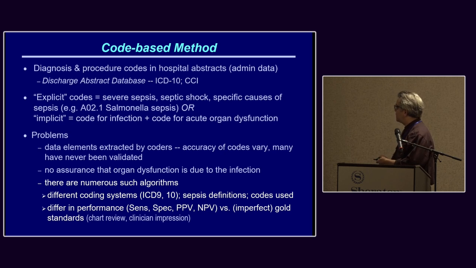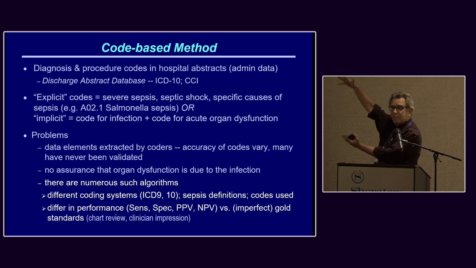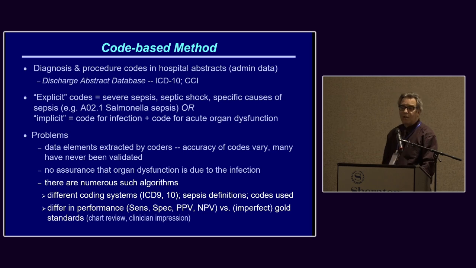Okay, there's different sepsis definitions. There's different codes used, and these different definitions, or I'll call them algorithms. One from this column of infections and one from this column of organ dysfunctions, they have different performance. And performance against what? Performance against some sort of manual chart review evaluation, which, by the way, is imperfect.